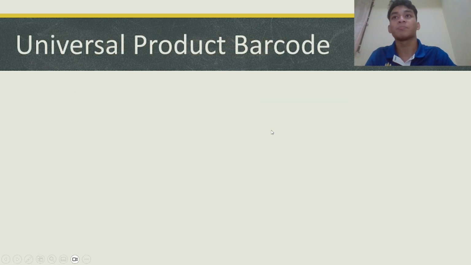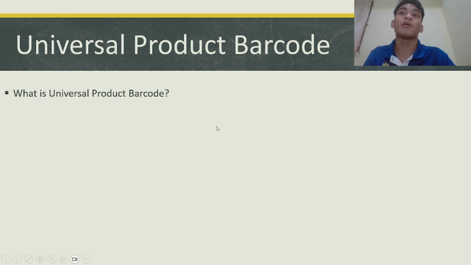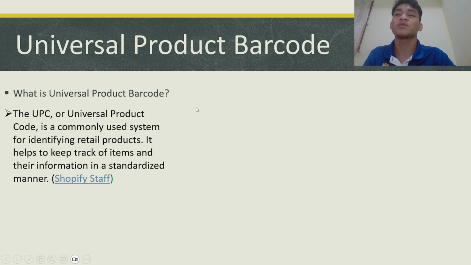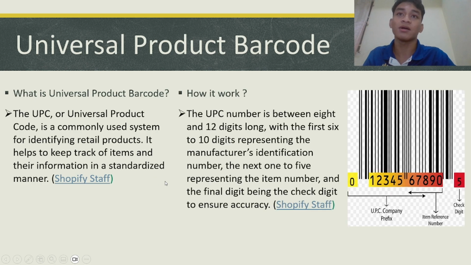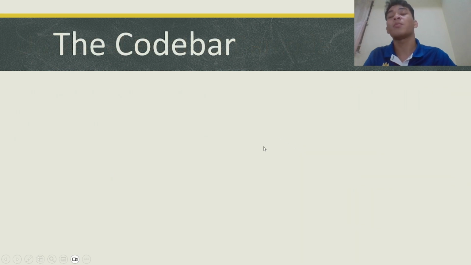And the next point is the universal product barcode, which is being used nowadays. What is the universal barcode? The universal barcode is commonly used as a system to identify the entire product. How it works: as you can see here, the universal product barcode contains 12 digits, and the first 6 digits represent the company prefix, or it can be a country to import or export to. The next 5 digits represent the item reference number, and the last one is the check digit.